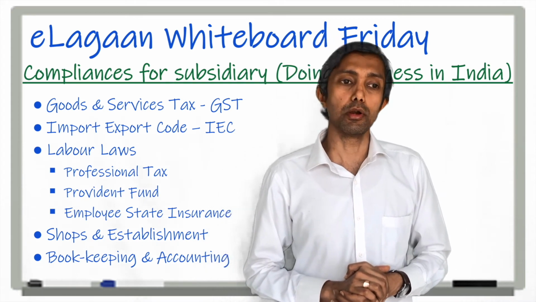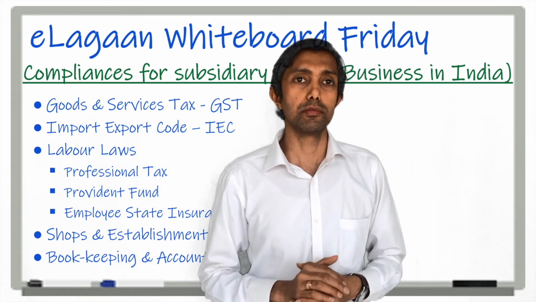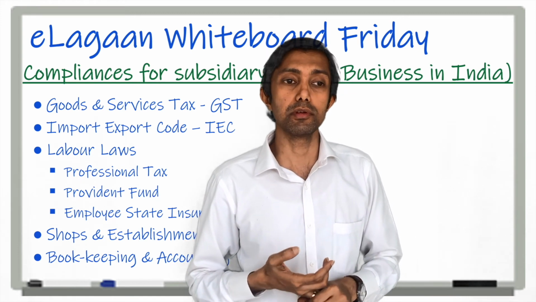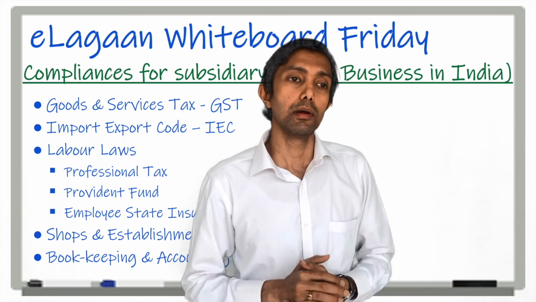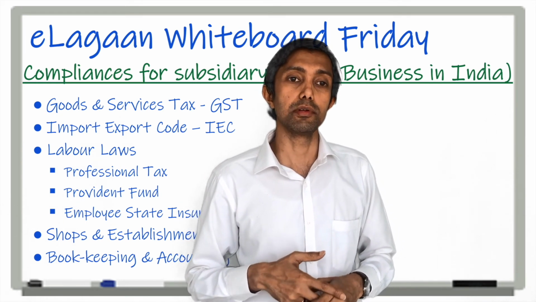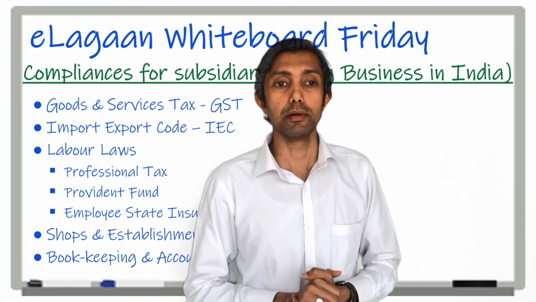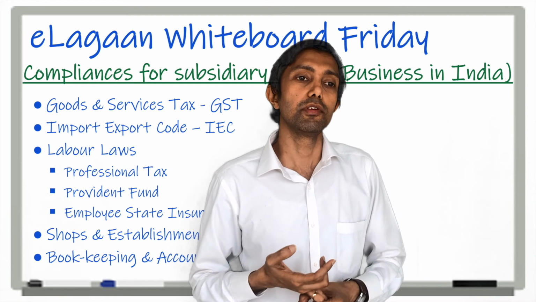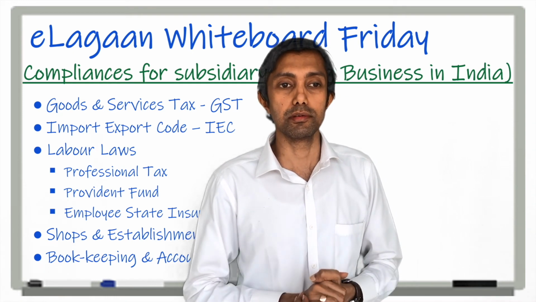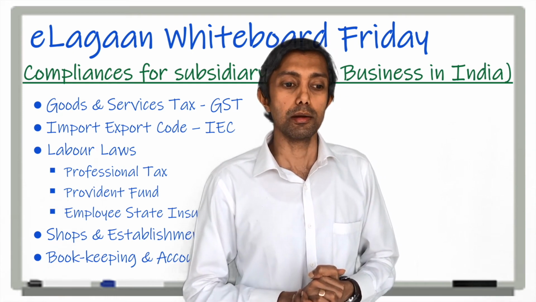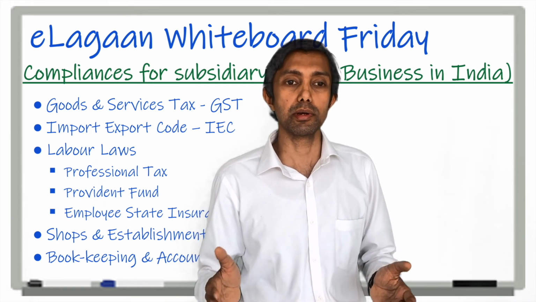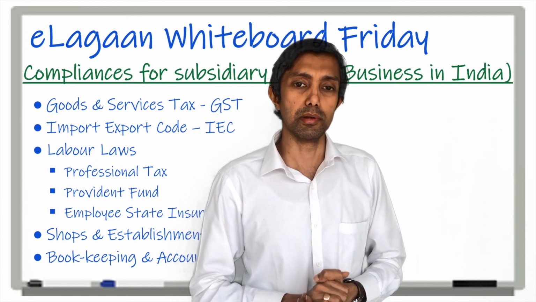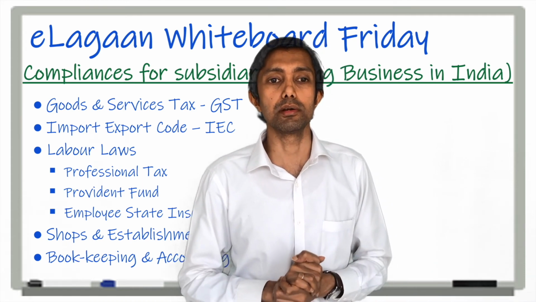There are these labor laws which have to be complied with, which are typically like profession tax, then provident fund, which is similar to a 401k in the USA, and the ESI, which is government sponsored Medicare. ESI is a short form for employee state insurance. PF is short form for provident fund, which, as I said, is towards a 401k, and profession tax is typically around INR 200 per month per employee, which has to be paid every month. So these are labor related compliances which have to be undertaken.